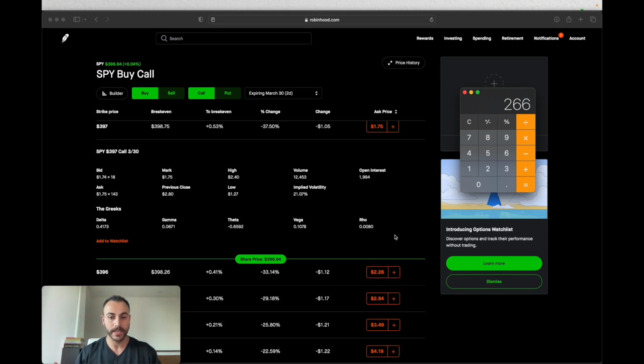Now, as we said, it is a rough estimate multiplying by 100 because there's a lot of moving parts to option contracts.